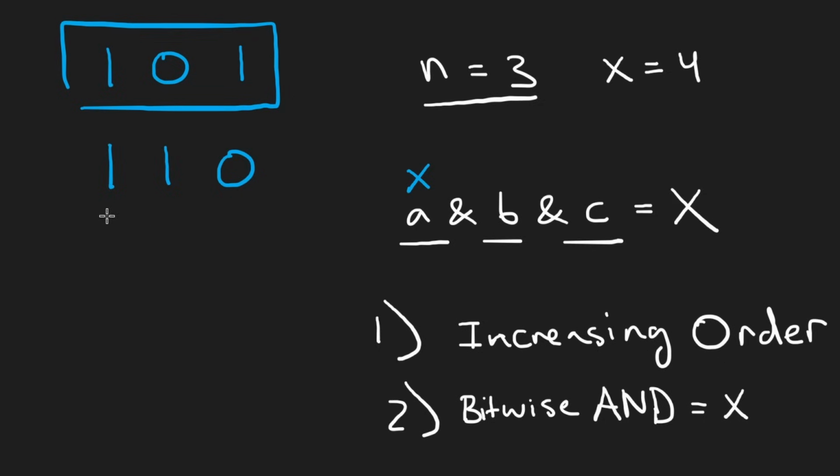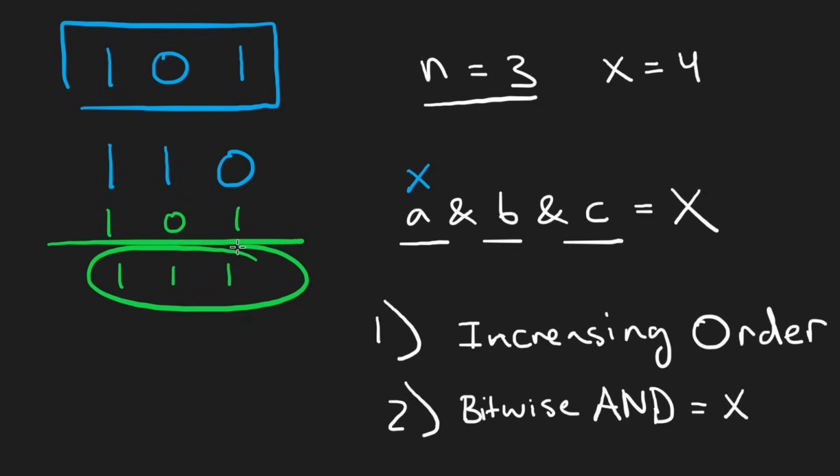And then I'm going to bitwise OR this with 1, 0, 1. I'm going to get 1, 1, 1 in the output. So this is the second smallest number that satisfies this constraint that we can have in our sequence. And I believe this is 7. I think the previous one here is binary 5.